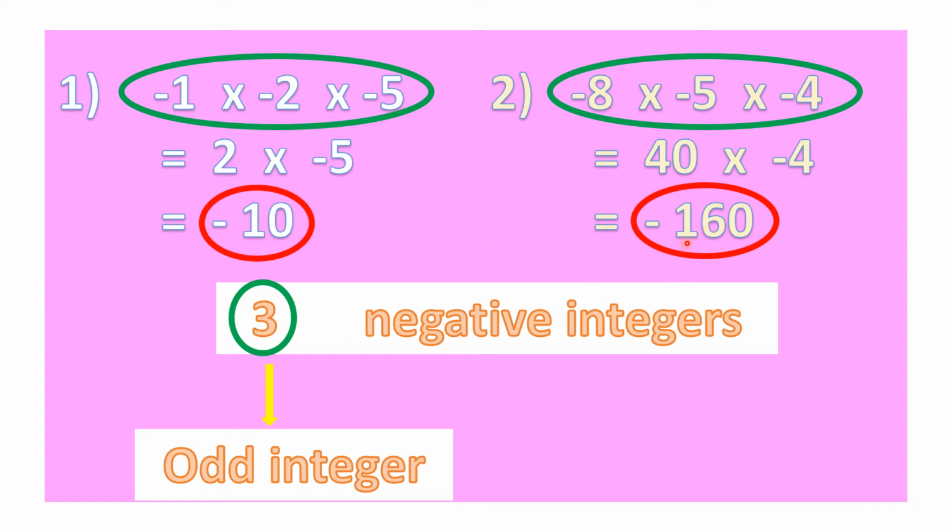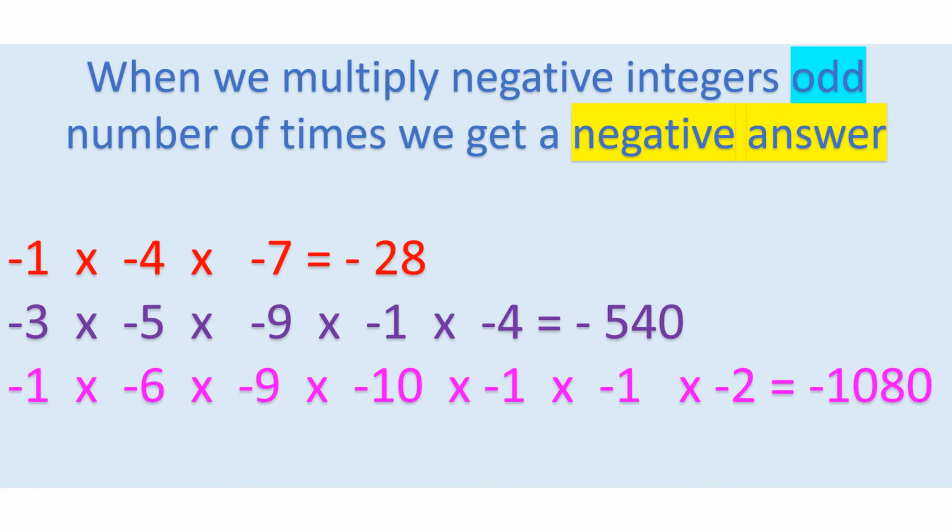So we can arrive at a conclusion from here. Before that, revise again. 3 negative integers when multiplied. 3 is an odd integer. So I can also say odd number of integers when multiplied, I get what answer? Negative answer. So let's look once more. I can conclude that when we multiply negative integers odd number of times, we get negative answer. Now, if you're confused, let's look at some more examples to avoid the confusion. Look at this example.